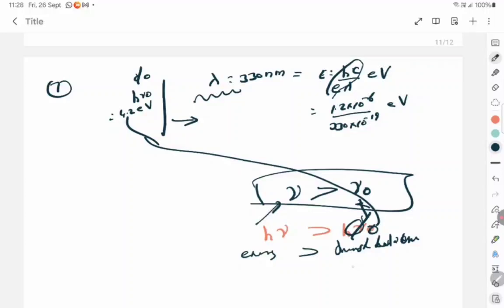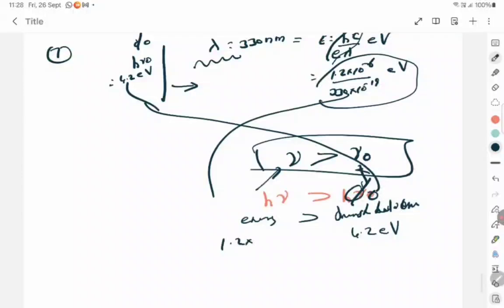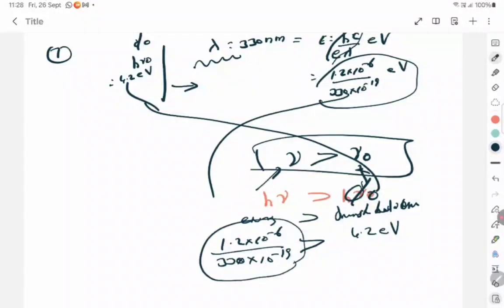So I would rather plug this in 4.2 electron volt, and I've already found this in electron volt. Plug this in: 1.2 into 10 to the power minus 6 by 330 into 10 to the power minus 19. Check if this is greater. If the incident energy itself is greater, obviously the frequency will also be greater. So there are two ways of checking whether incident frequency is greater than threshold frequency, or incident energy is greater than threshold energy, or work function of the metal. Then the electrons will get ejected.